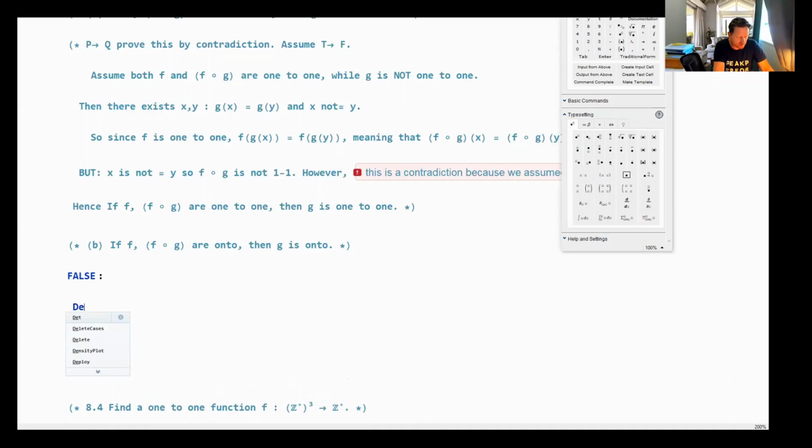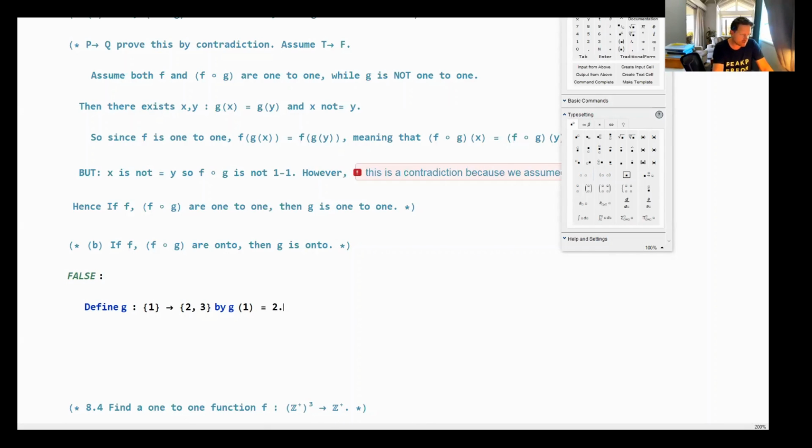So define some maps and some sets, right? So g sends the set containing the numbers 1, 2, to the set containing 2 and 3, and explicitly by g of 1 equals 2.